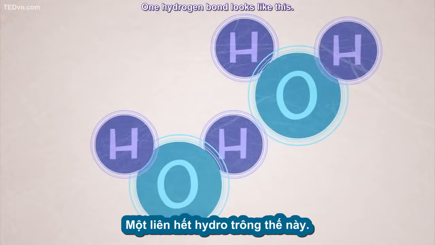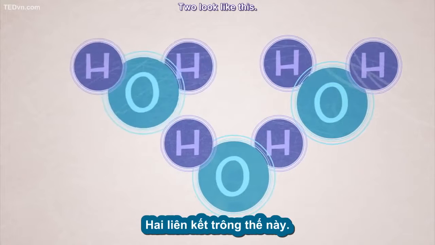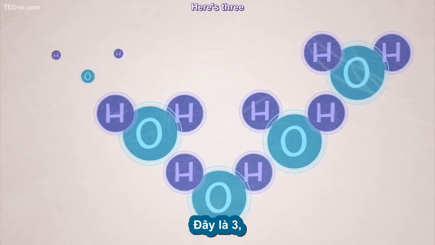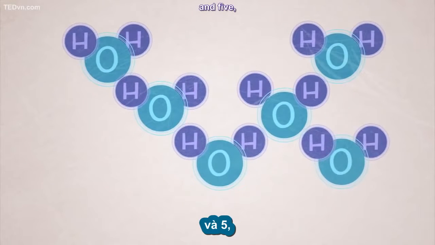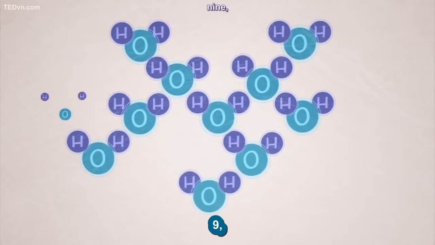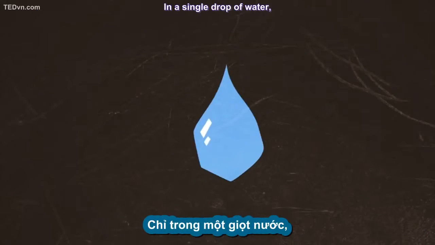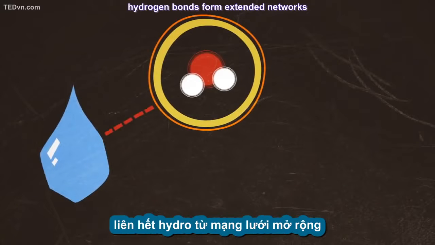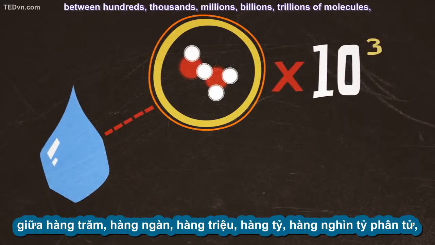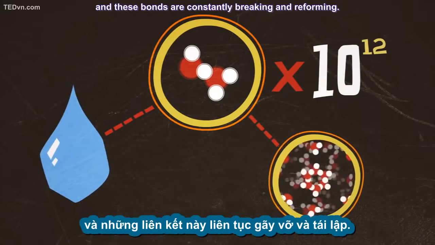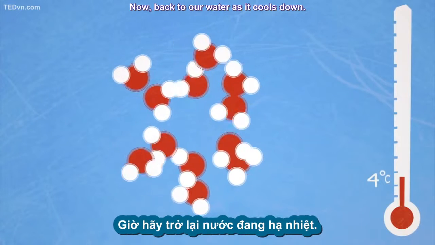1 hydrogen bond looks like this. 2 look like this. Here's 3, and 4, and 5, 6, 7, 8, 9, 10, 11, 12. I could go on. In a single drop of water, hydrogen bonds form extended networks between hundreds, thousands, millions, billions, trillions of molecules, and these bonds are constantly breaking and reforming. Now back to our water as it cools down.